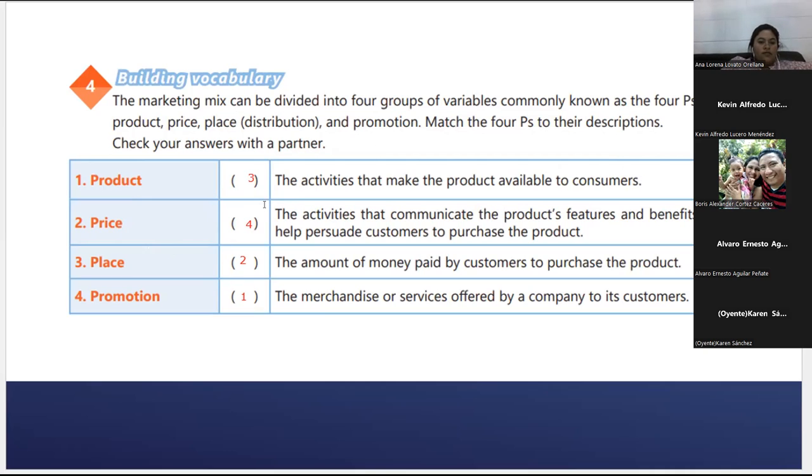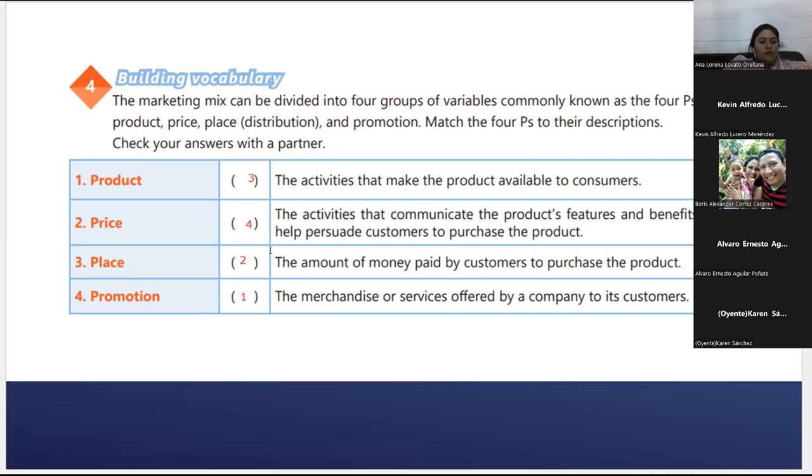Now, next one. Explain. The activities that communicate the product, features and benefits that help persuade customers to purchase the product. Para que, por ejemplo, communicate, miren, ahí va el estrés. Communicate. Okay, this is promotion.